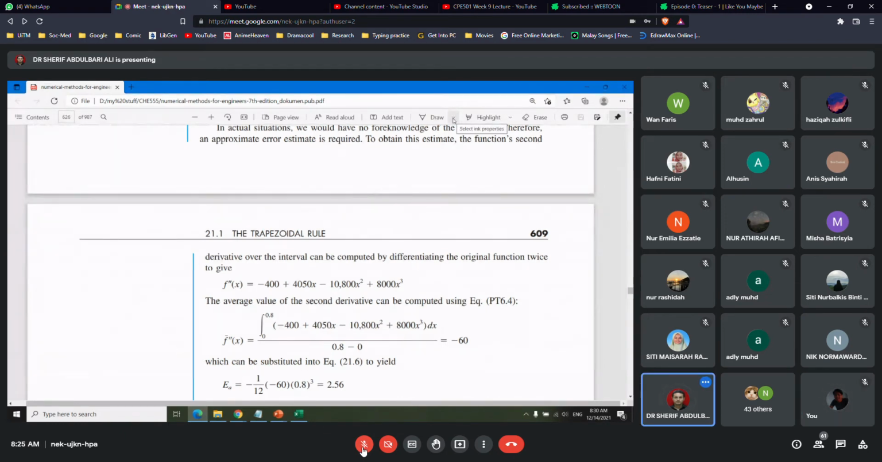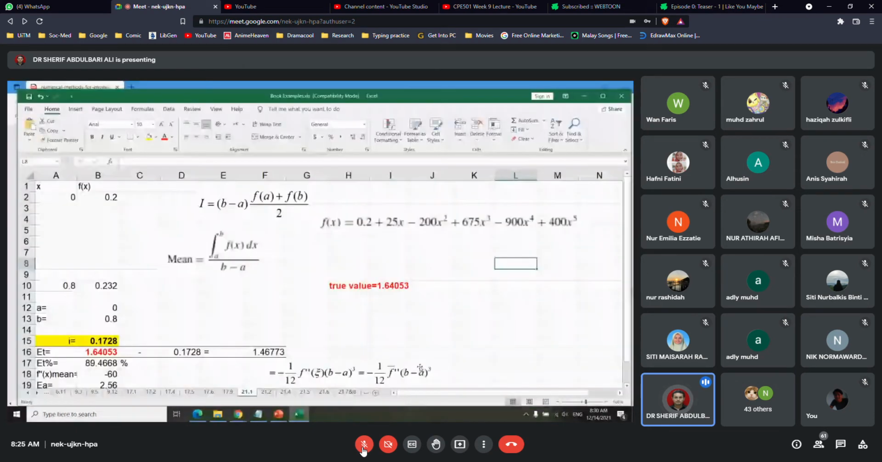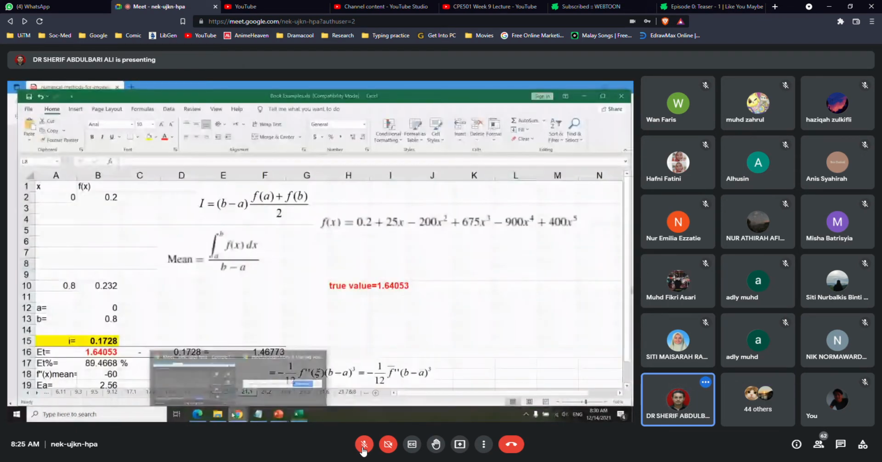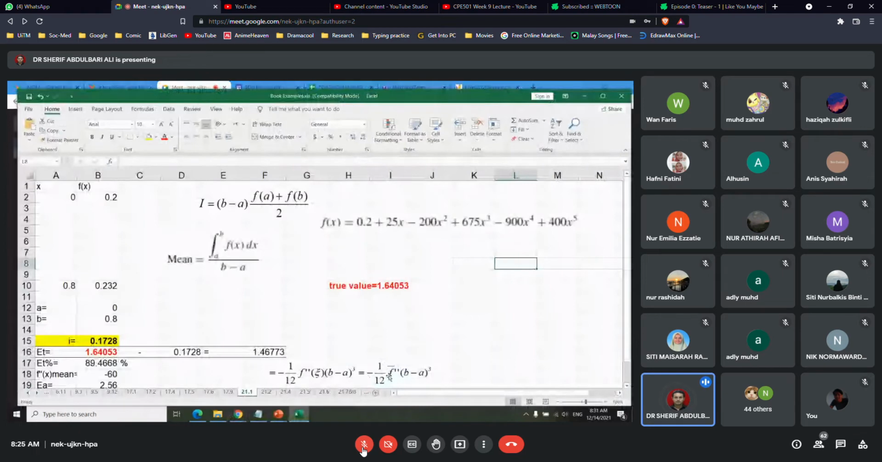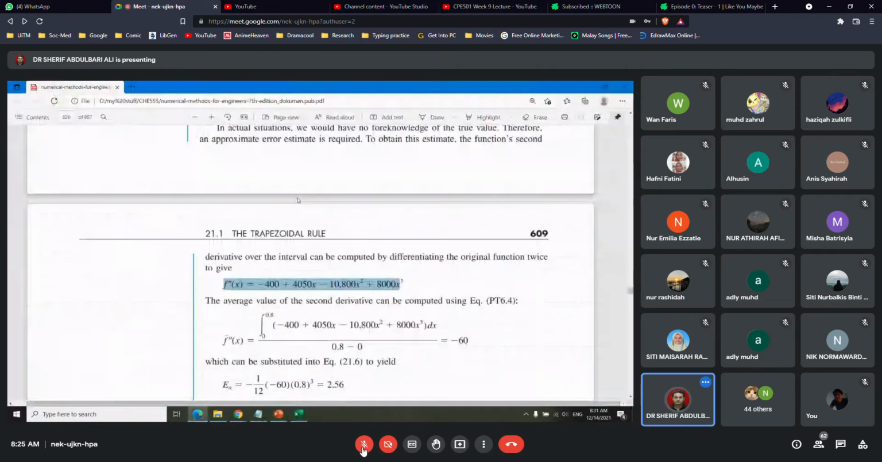Okay, so you now have the second derivative of this function. You can see from here that the requirement is we need to make -1/12 with the mean of the second derivative. So this is the equation here. How to find the mean? I need to find the mean of the second derivative of the function. So I need to integrate it and divide by b minus a. So in our case in here, this is the second derivative, and this is how to find the mean.